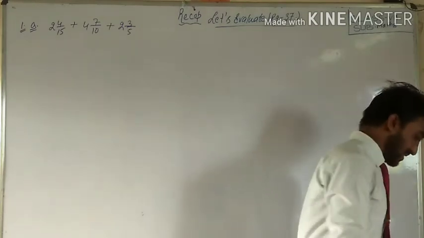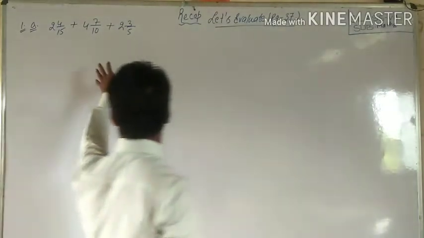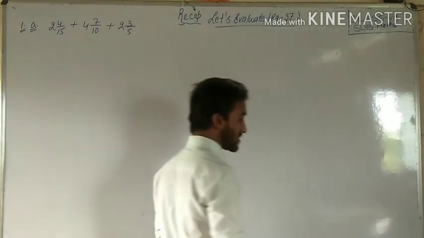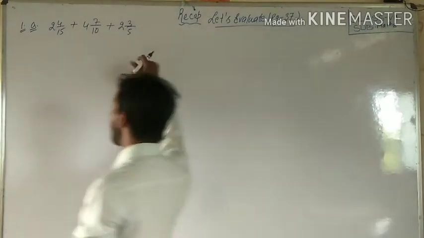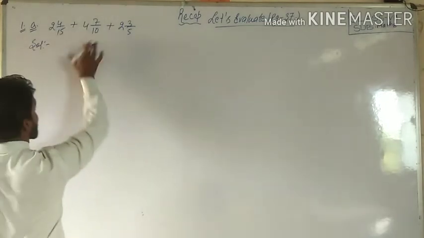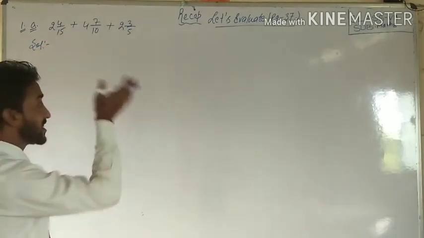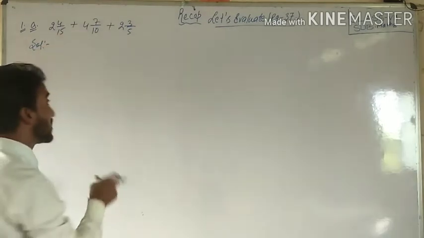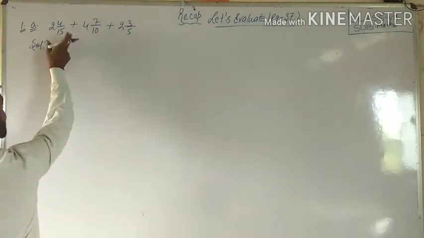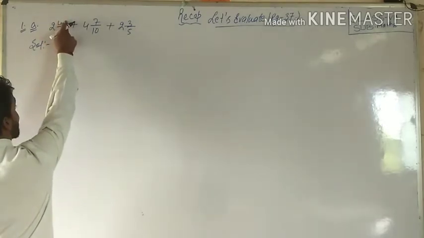Okay, the first question is simplifying, as visible on the board. What will you do? First of all, you will convert everything to simple fractions. All the fractions are given as mixed fractions, and you will change them into simple fractions. How will you change them? Multiply the whole number and the denominator, and add the numerator to the product.